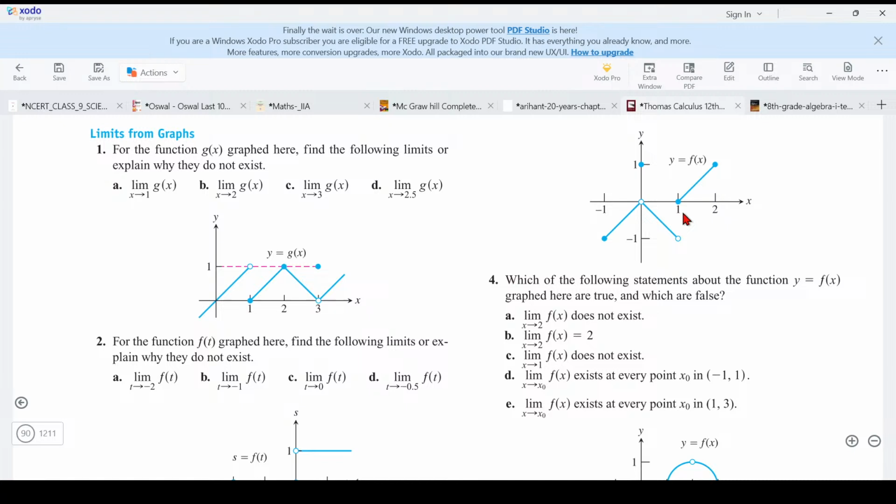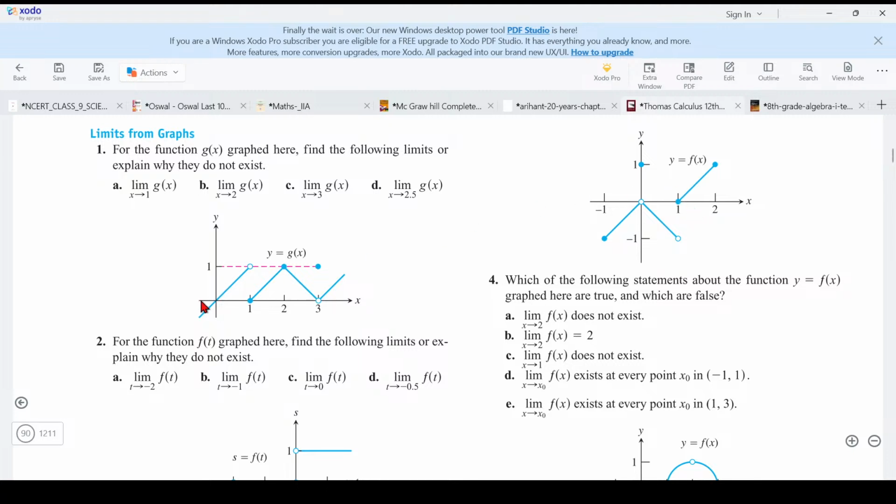From the left hand side, it is 0 only. Wait, why is it 0? From the left hand side, you are approaching minus 1, no? Okay, yes sir, you are approaching minus 1. Be careful. Left hand side, you are going along the graph. Where will you reach? You will reach minus 1. Right hand side, you are going along the graph. Where will you reach? 1. So both have different destinations, different values.